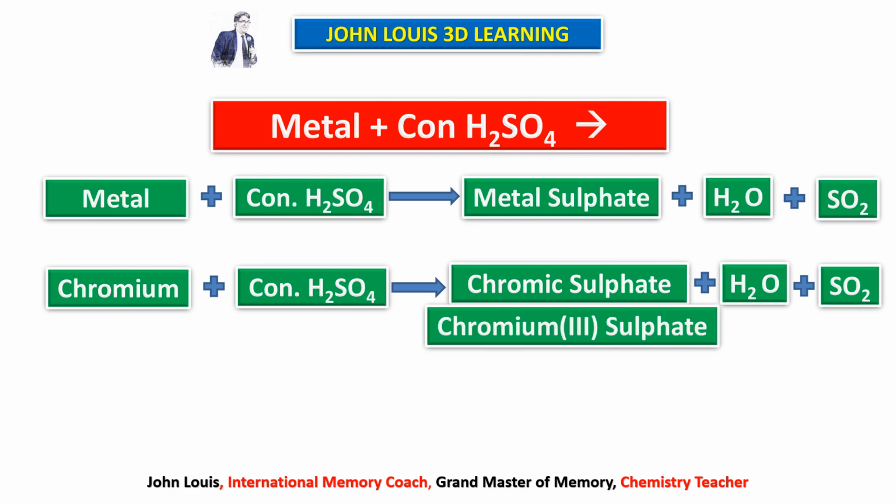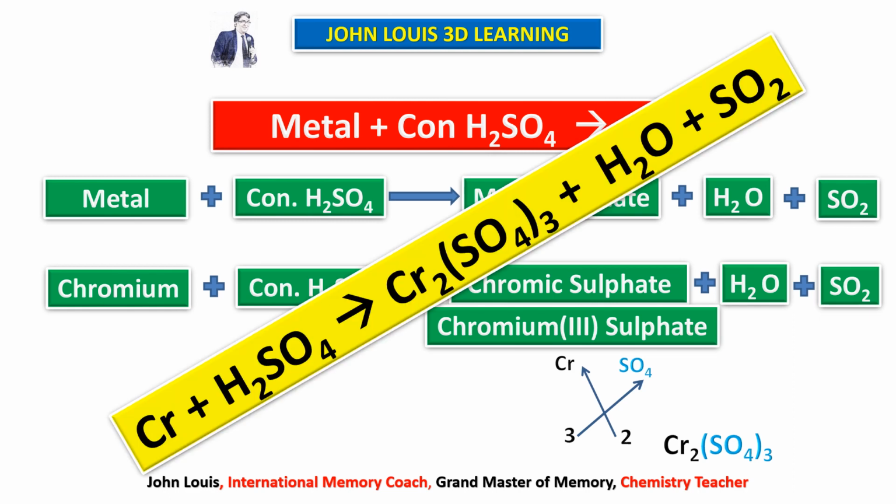What is the other name of chromic sulfate? Chromium 3 sulfate. So how can you write the formula? Chromium Cr, sulfate SO4, chromic valency 3, sulfate valency 2. If you interchange, you get Cr2(SO4)3. What is the equation? We can write Cr plus H2SO4 gives Cr2(SO4)3 plus H2O plus SO2. So now you have all the formulas correctly in the equation. Now you can easily balance them.